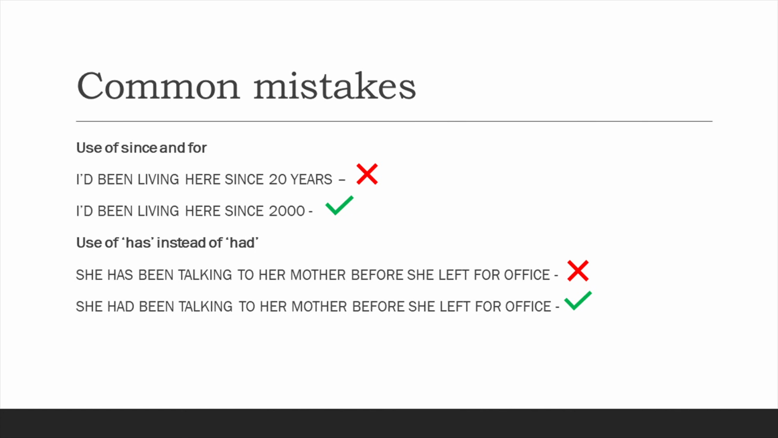Okay, and the next one is use of has instead of had. Very commonly confused. Has is used for the present perfect continuous tense, for actions that began in the past and continued up to the present, whereas had is used for actions that began in the past and also finished in the past. So you can't interchange them. She has been talking to her mother before she left for office. Here, she has been is wrong, because she already left for office, which is in simple past. So you say, she had been talking to her mother before she left for office.